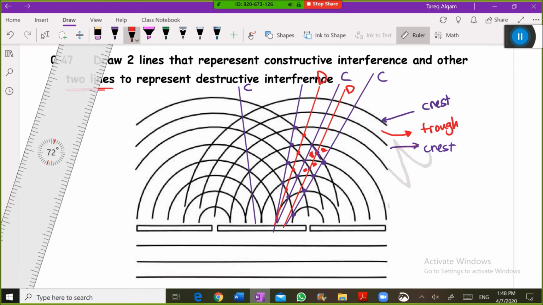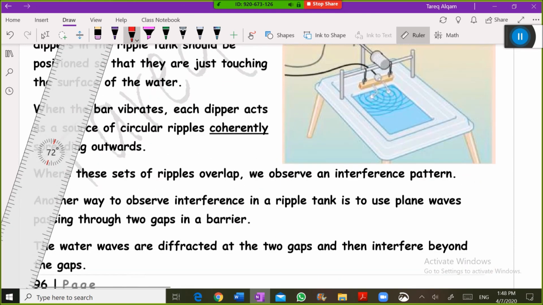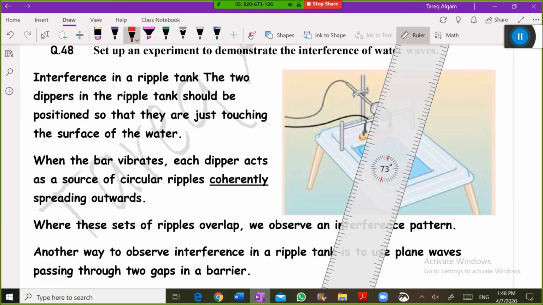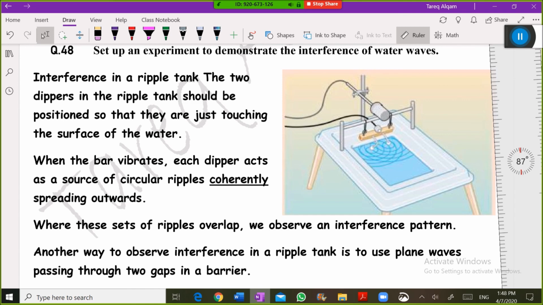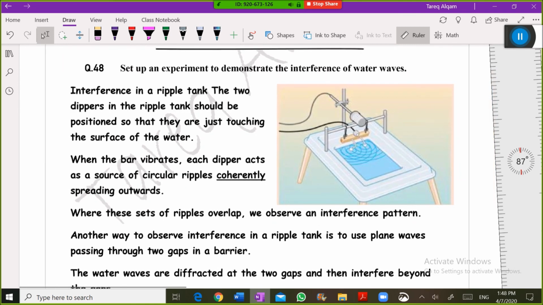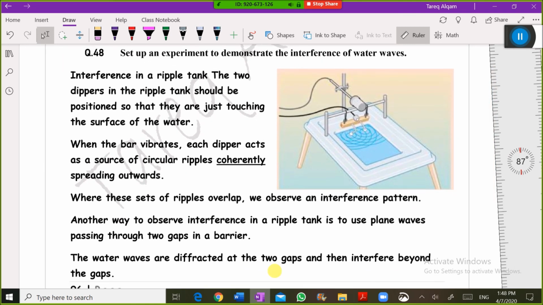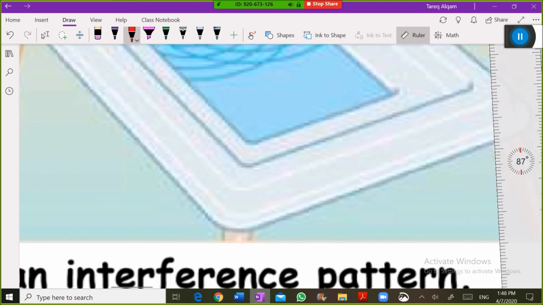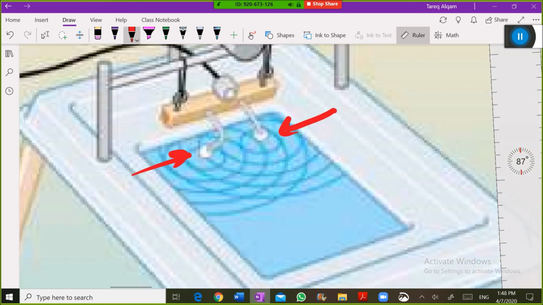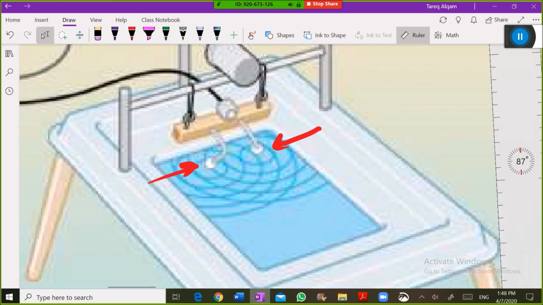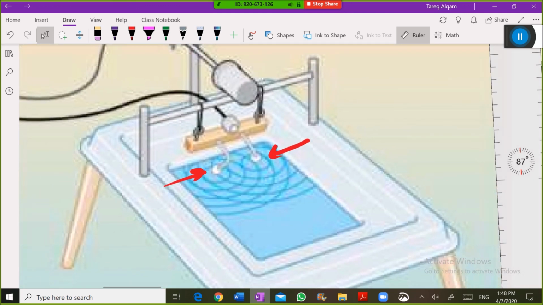How can I demonstrate the interference of water waves? I have to use the ripple tanks. Here, instead of one dipper, I will use two dippers, like what he did in the video. But he used his hands, and here we may use a generator, which is a wave generator.